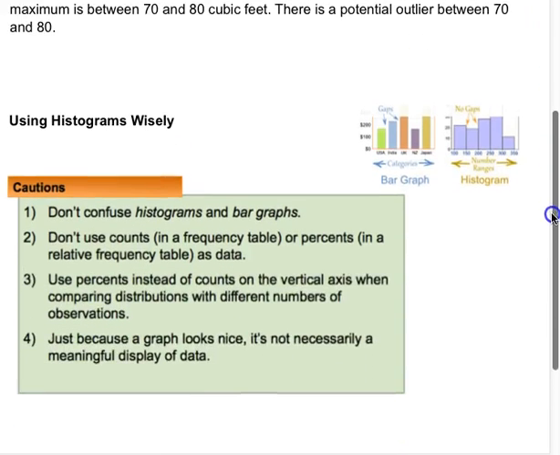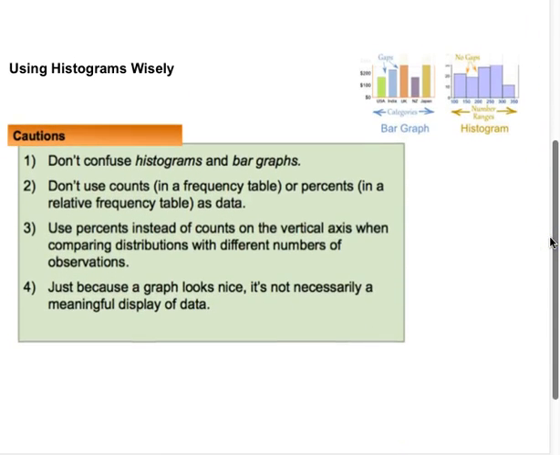So to wrap up, let's talk about using histograms wisely. So first, don't confuse histograms and bar graphs. So remember, bar graphs had gaps in between the categories. Histogram doesn't have categories. Histogram is a continuum on a number line, so they have to touch. Secondly, don't use counts in frequency tables or percents in relative frequency as data. So remember, that's not what you're plotting. You're grouping the stuff together. So don't just take a table and try to make a histogram out of it.